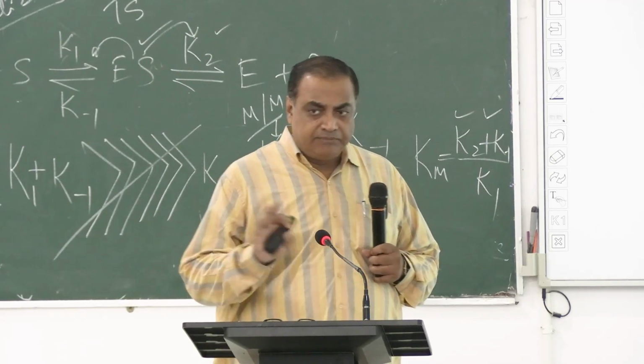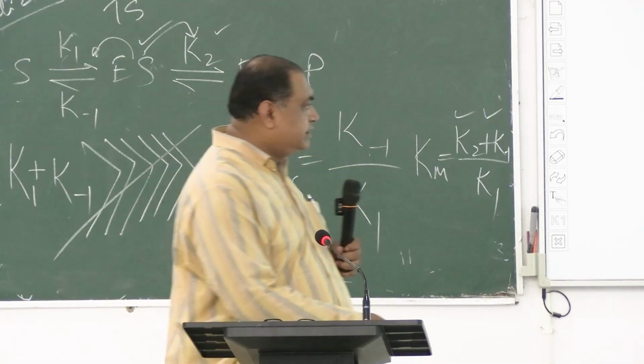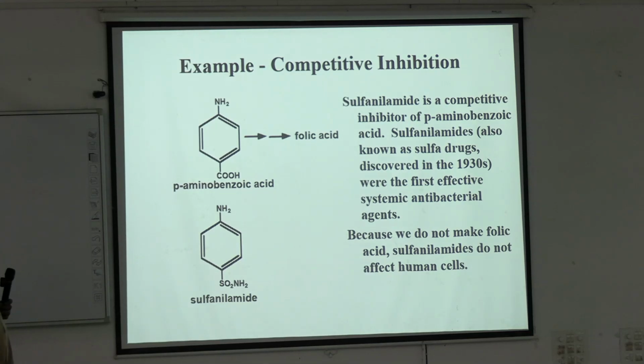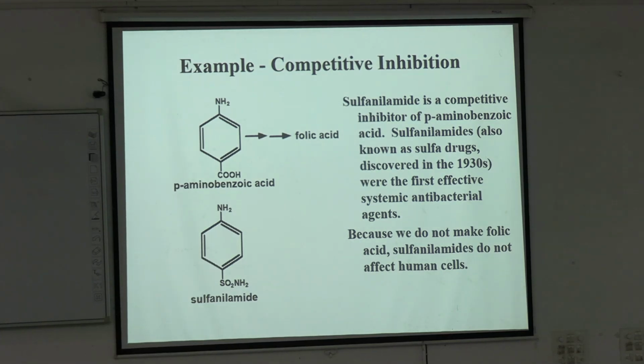Correct? Example. Two such examples we will see. This is one of the very, very famous example of competitive inhibition. That is a well-known drug, sulfur drug, sulfonamide, is used to kill microorganisms. It is antimicrobial agent.